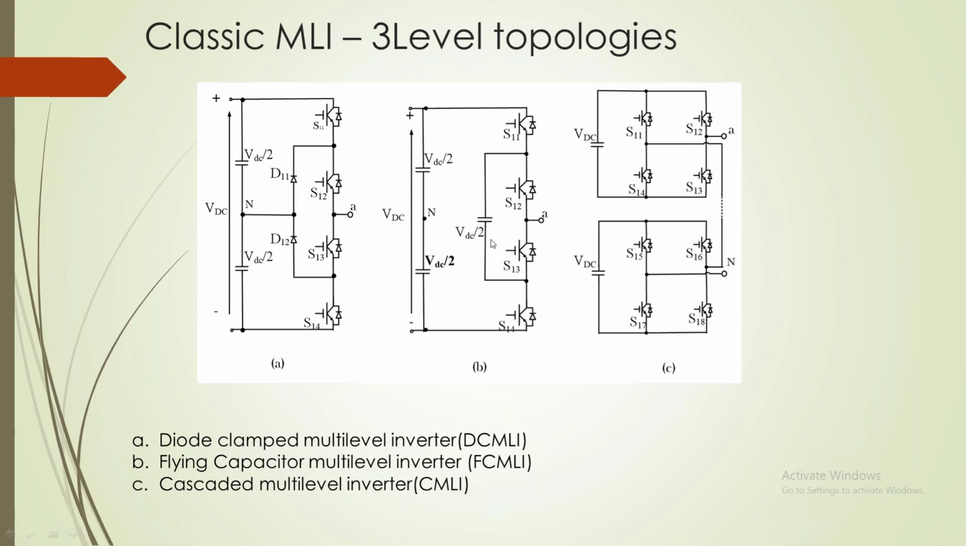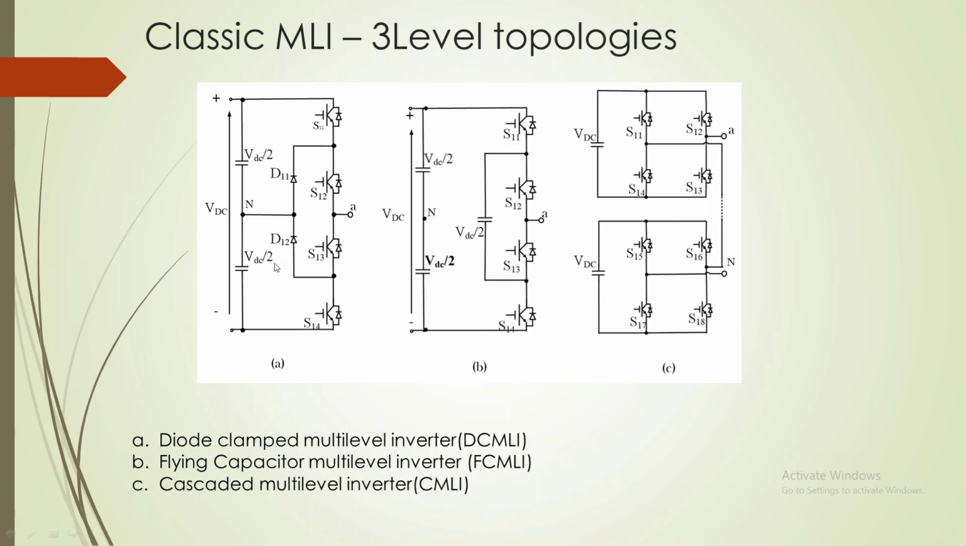But if you take the diode clamp multilevel inverter, there is no bulky element. There are no bulky elements. This also is taken as a source capacitor. There are no bulky elements inside the converter circuit. So the packaging of this is easier when compared to the others.